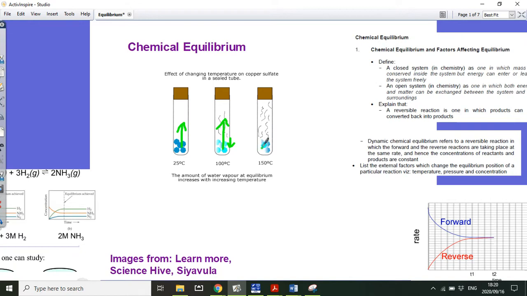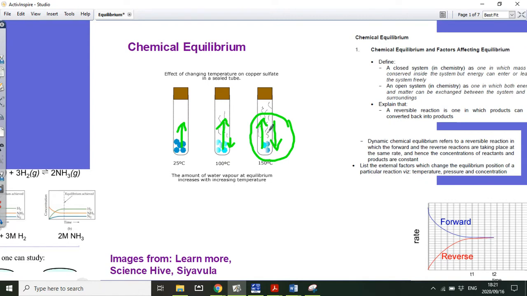Then there's a point where for every water particle that goes into the vapor state, there's a particle going back into the crystal. At this point, where the rate of the forward reaction is equal to the rate of the reverse reaction, that is when we reach equilibrium. And we also call it a dynamic equilibrium for that reason. The reaction hasn't stopped. One particle goes there, one particle comes back. It keeps on happening, but you can't see a change anymore.